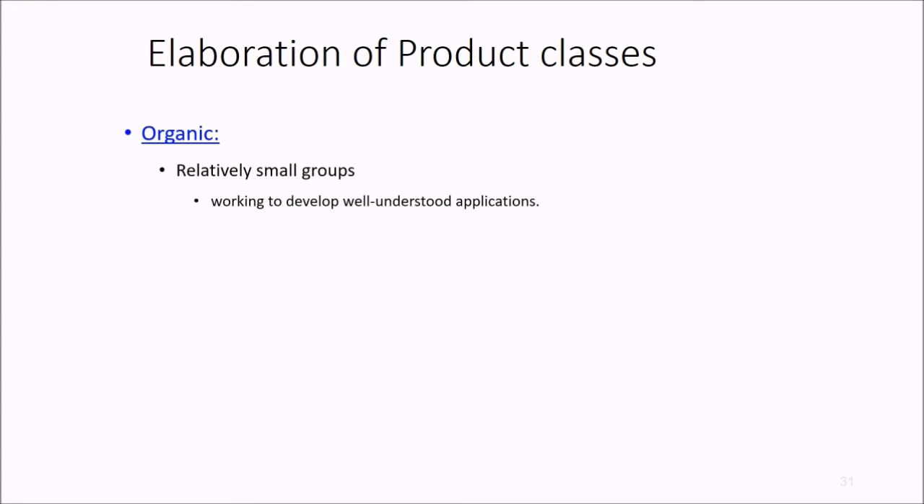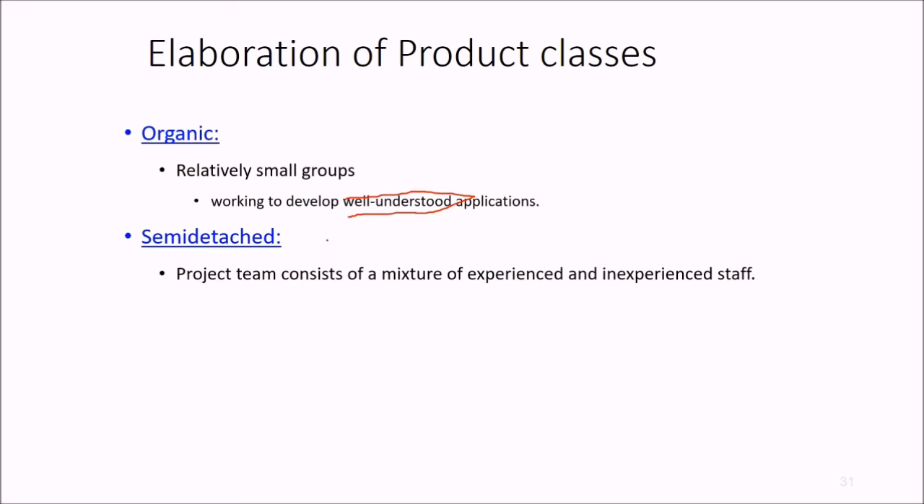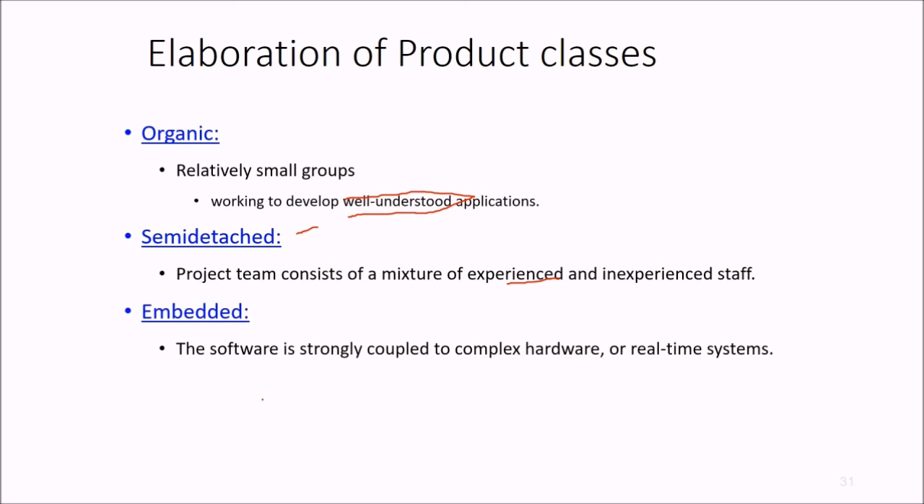What are these product classes? Let us elaborate on them. Organic: if the groups are relatively small and are working to develop a well understood application, then they are termed organic. Semi-detached means the project team consists of a mixture of experienced and inexperienced staff. So if you have a project team in which some people are quite experienced and some are not, the product class would be semi-detached. Embedded means the software is strongly coupled to complex hardware or real-time systems. Whenever we talk about real-time systems or systems where complex hardware is involved, these are embedded systems.